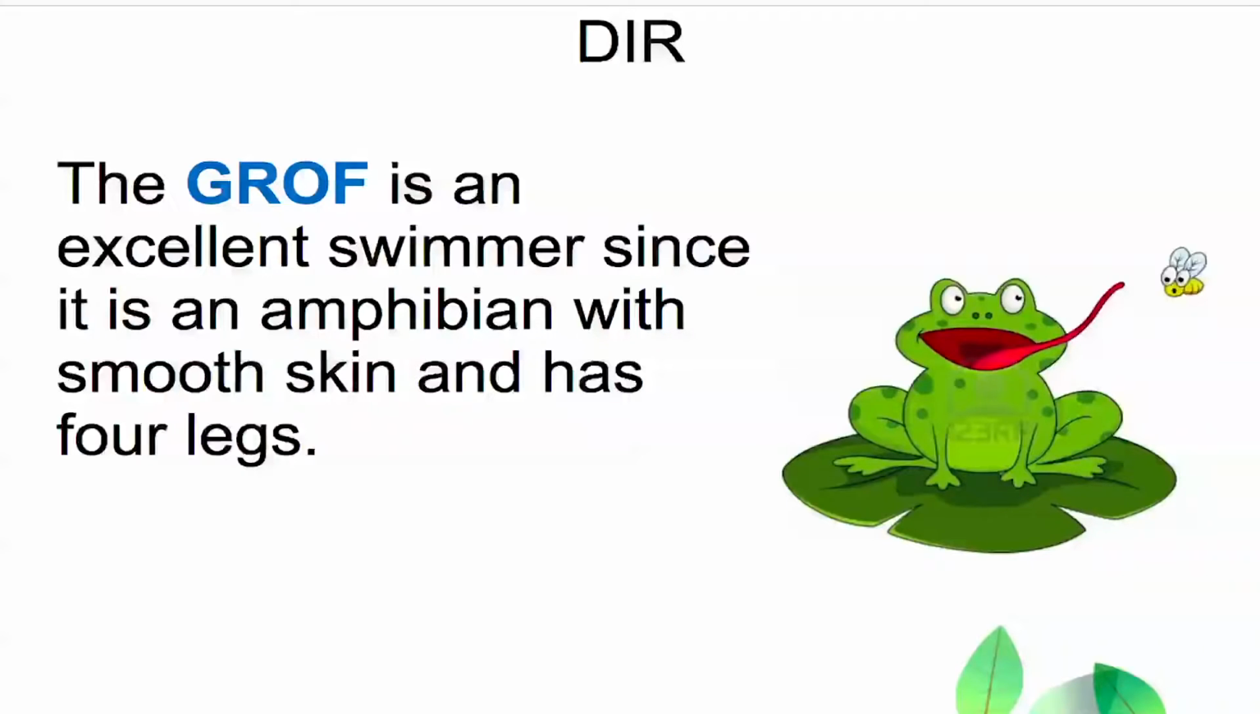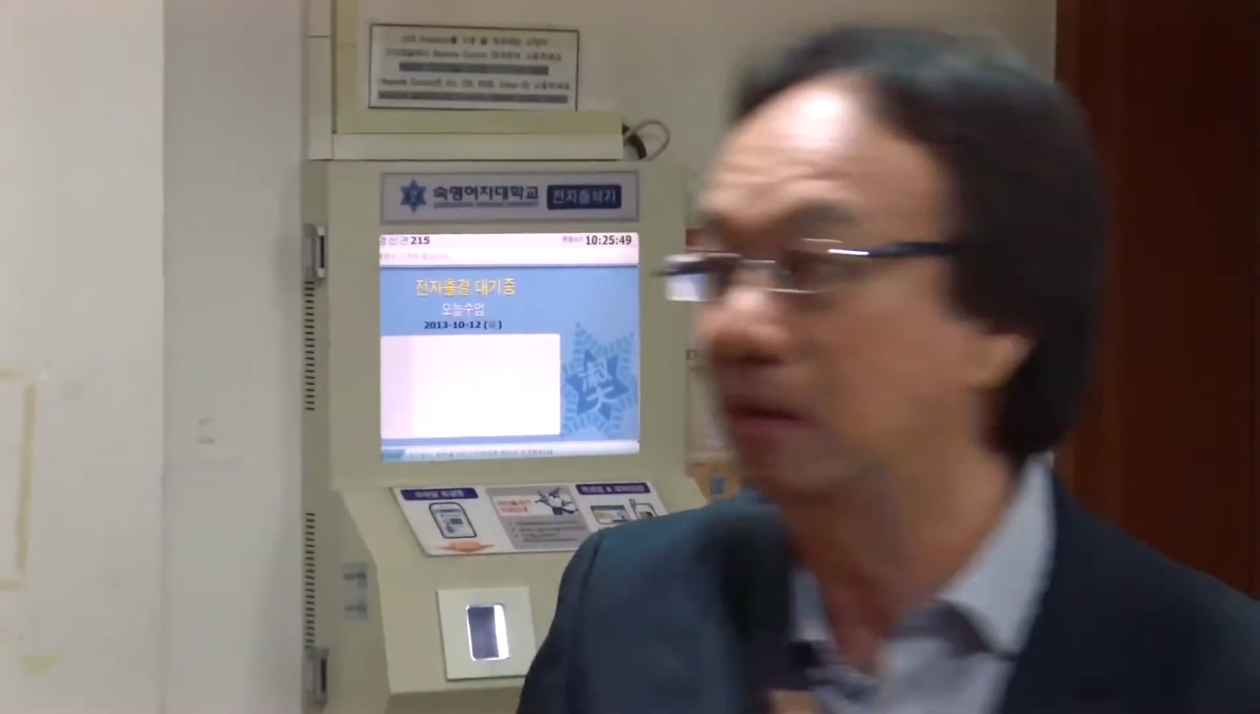The graph is an excellent swimmer since it's an amphibian with smooth skin and has 4 legs. Of course you know what it is. And even if you don't know, you can make use of the pictorial information to make a good guess. Which of the 4 contexts happen in real life? Almost equally. This, you get to see maybe in encyclopedia or in ESL, EFL classrooms, but not in the outside world.